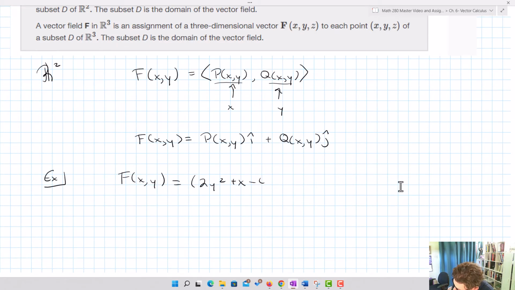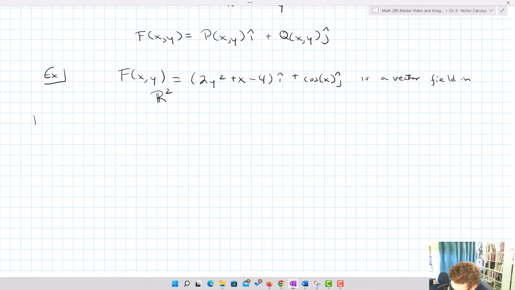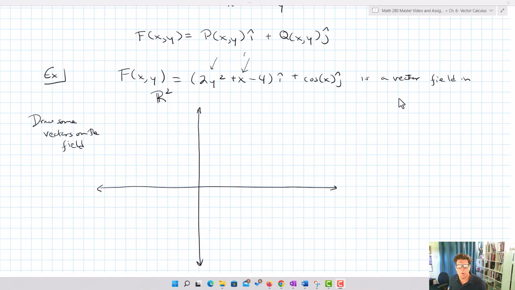x minus 4 i plus cosine x j, all right? And this is a vector field in R2. So what we're going to do here is draw some vectors on the field. So I've got f of x, y equal to 2y squared plus x minus 4 i plus cosine x j.